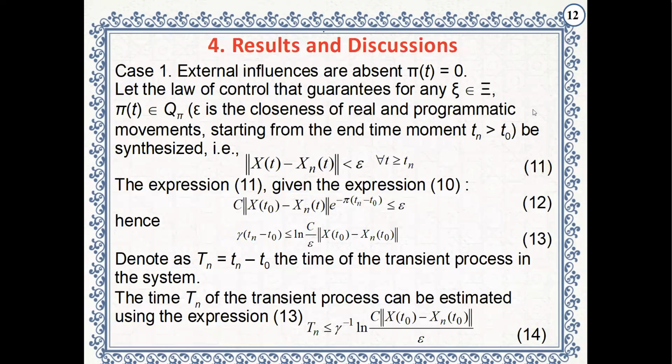Let us give an estimate of the maximum time of the transient process. Case 1, external influences are absent. Let the law of control be a synthesis in form 11. The expression 11, given the expression 10, can be represented in the form 12. Denote as Tn the time of the transient process in the system. Then, the time Tn of the transient process can be estimated using the expression 13.